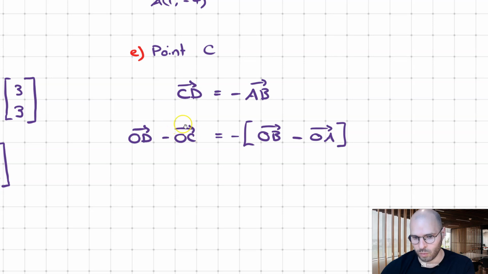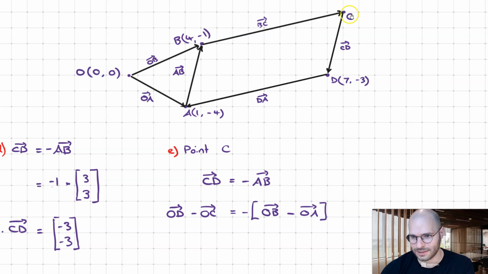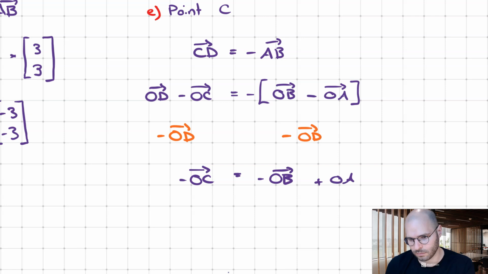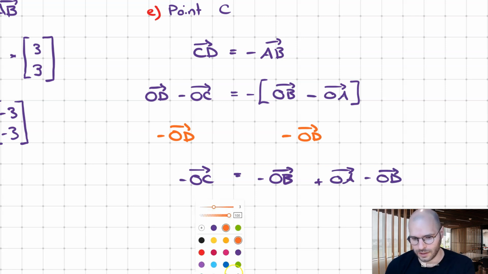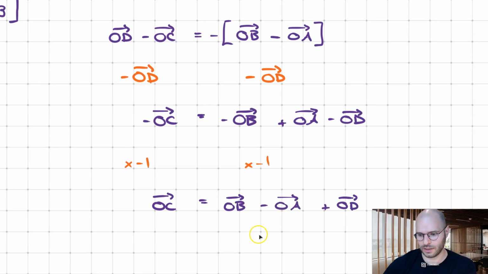Next, we want to know what the position vector of how to go from the origin to point C. So what I can do is I can subtract OD from both sides. This will give me negative OC. And then finally, I'll multiply both sides by a negative 1. So OC is equal to OB take OA plus OD. Now all we need to do is simply sub in the position vectors for point B, point A, and point D, compute, and that will give us a position vector for C. From there we can convert it back into its coordinate.